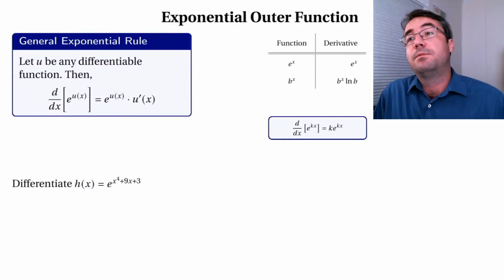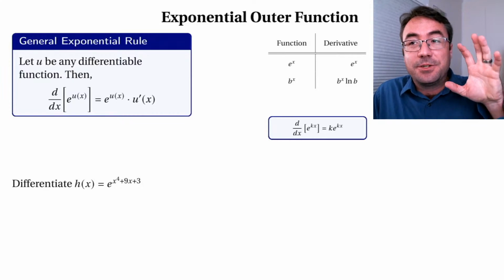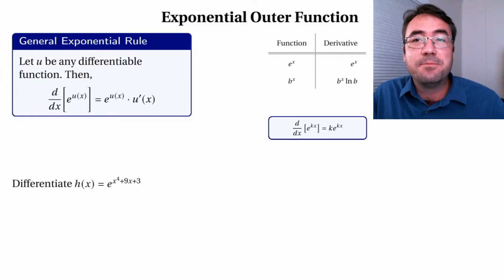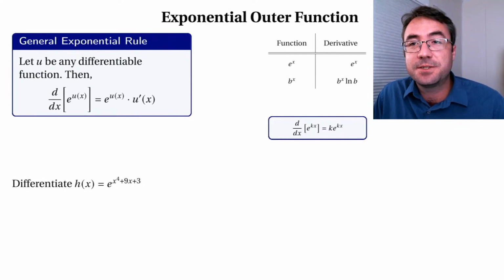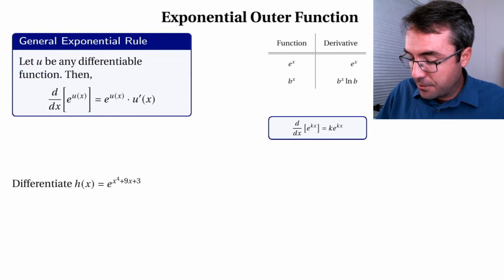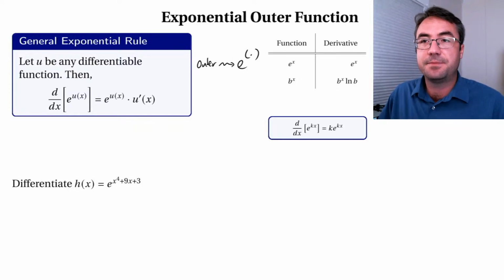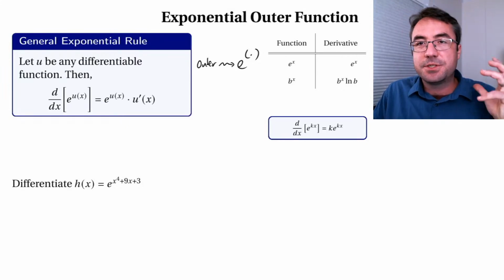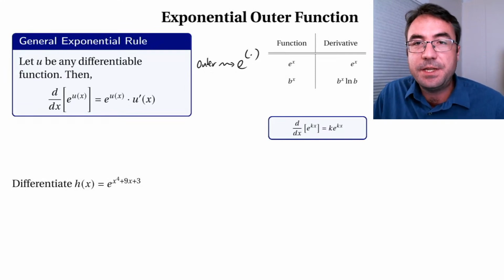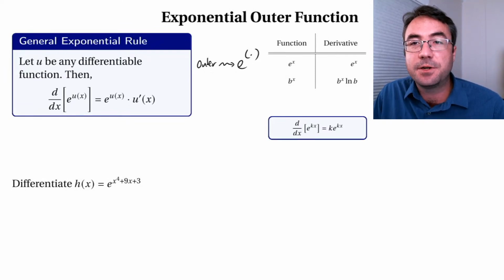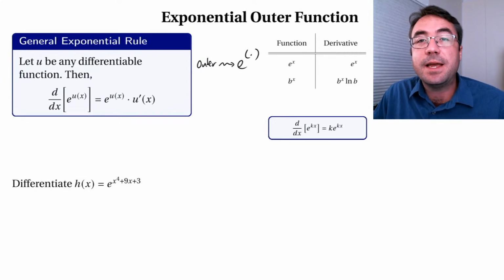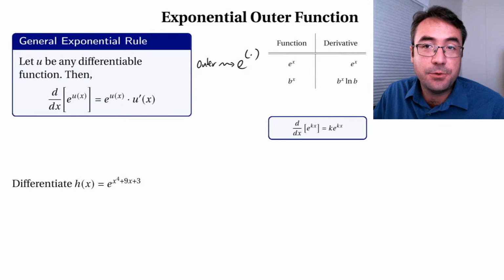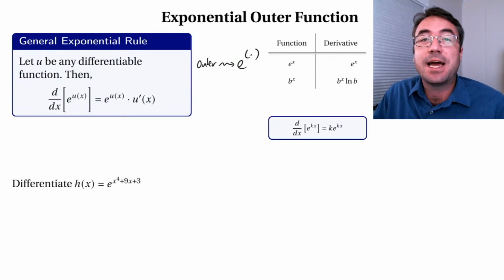All right, so that was trig functions and inverse trig functions with the chain rule. We've also looked at exponential functions. So here's the case where our outer function is e raised to some stuff. So our outer function is an exponential. And again, this is just a special case of the chain rule, so it reads very similar. Let u be any differentiable function, then the derivative of e raised to the power u of x is equal to e raised to the power u of x times u prime of x.